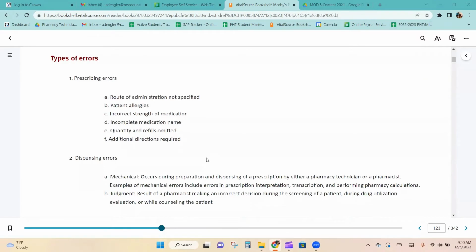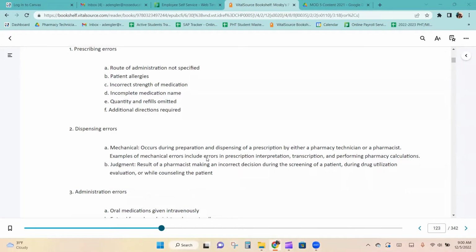So prescribing errors: route of administration wasn't specified, the patient allergies weren't known, incorrect strength of the medication, incomplete medication name, quantity and refills omitted, and additional directions required. So that's like the doctor type error, med order error. Dispensing errors: mechanical errors during preparation and dispensing of a prescription by either a pharmacy technician or a pharmacist.